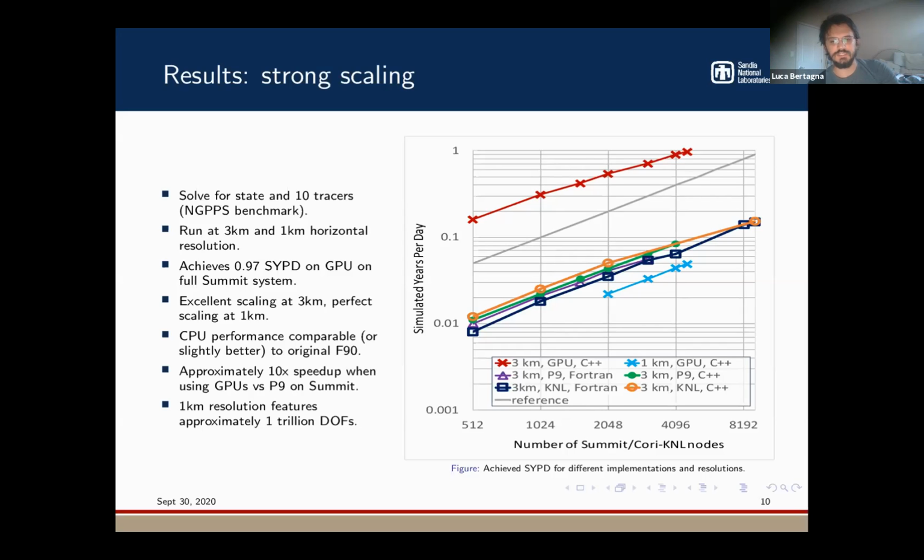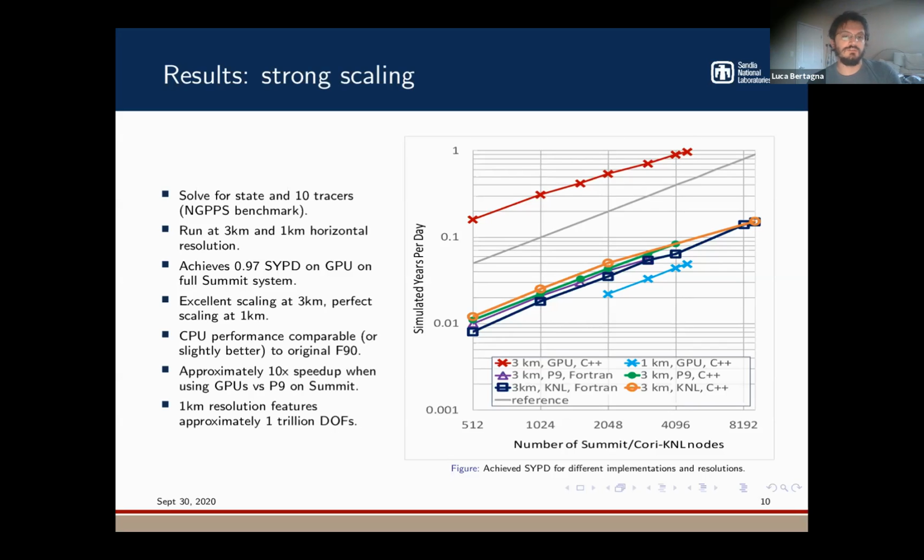So on the x-axis, you see the number of Summit or Cori KNL nodes, while on the y-axis, you see the simulated years per day metric, which is if I ran the code for a whole day, how many years in the simulation I would obtain. So as you can see, with GPUs, we're able to get a factor of about 10 to 20 speedup compared to P9 or KNL. When we scale to the full Summit system, we're achieving almost 1 simulated year per day. It's actually 0.97.